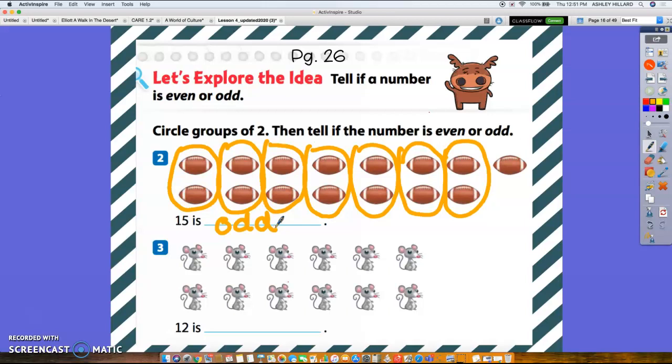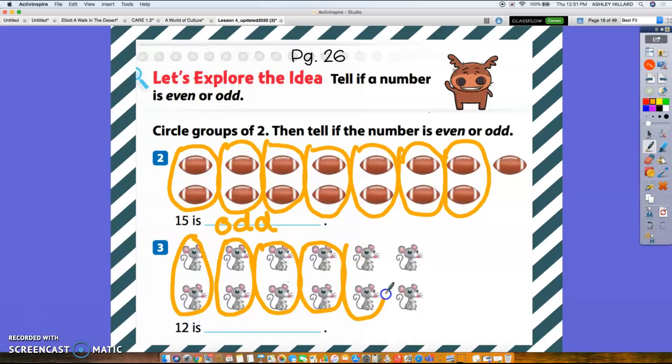All right, so now I'm going to do number 3. I'm going to circle groups of two because that's what the instructions told me to do. So I'm circling the mice. So I do not have any left out. So 12 is even.